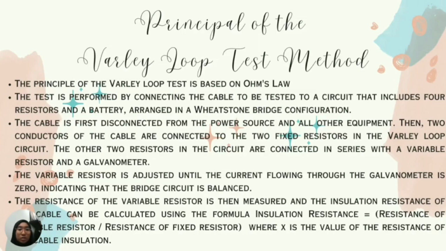The variable resistor is adjusted until the current flowing through the galvanometer is zero, indicating that the bridge circuit is balanced. The resistance of the variable resistor is then measured, and the insulation resistance of the cable can be calculated using the formula: insulation resistance equals resistance of the variable resistor over resistance of the fixed resistor, where X is the value of the resistance of the cable insulation.